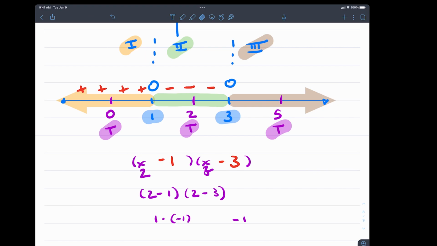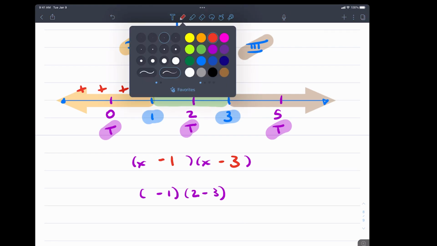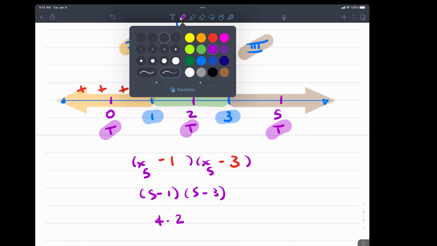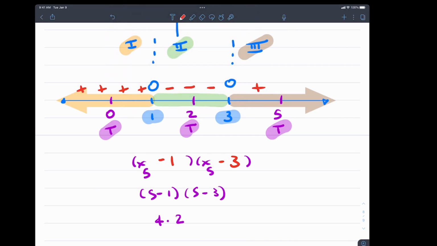All right, now we test region 3. You say, how do we test region 3? Plug in the test point of 5. Remember, you're free to choose those test points as long as they're in the region. Okay, so 5 minus 1 is 4, and 5 minus 3 is 2. 4 times 2, I don't care about the answer. I just care about the sign. Because this is called sign analysis.